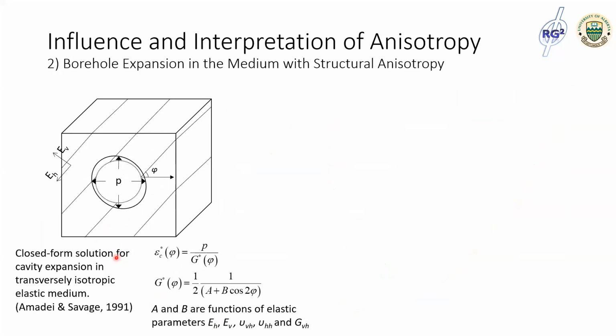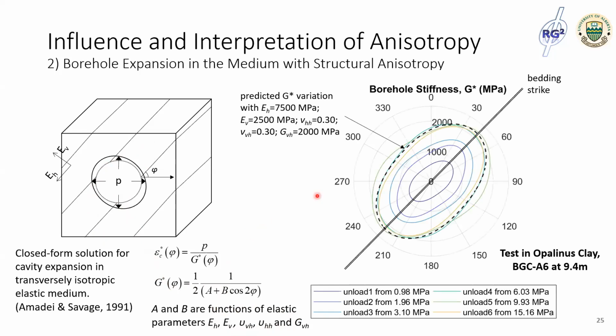So to determine the structural anisotropy, there is a closed form solution derived by Amadei and Savage for borehole expansion in an arbitrarily anisotropic medium. For the special case we have here, where the medium possesses transverse isotropy, 5 independent elastic parameters are required. So by choosing reasonable values for these 5 parameters, the polar variation of the borehole stiffness from the pressuremeter measurement can be fitted by the model solution.